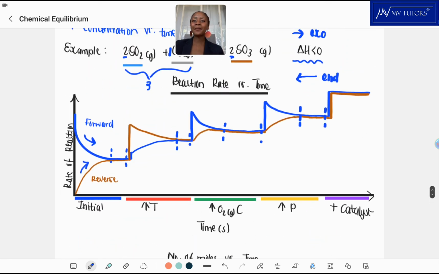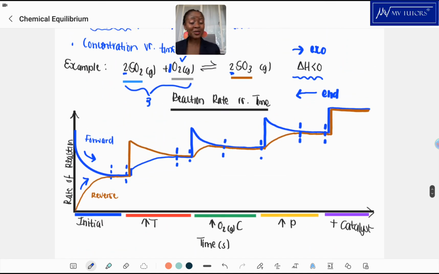Lastly, what happens when you add a catalyst? For your rate of reaction, remember the catalyst actually lowers your activation energy, such that eventually with effective collision, you're going to get an increase in the rate of reaction. But what the catalyst does is to the benefit of both your forward and your reverse reaction. So they're touching each other there, so they basically will have the same rate.